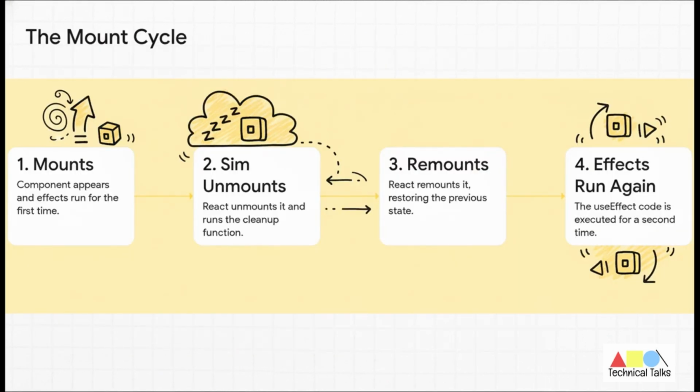And this is how React stress tests your effects. In development, it mounts your component and runs your effect. But then it immediately pretends to unmount it, and it runs your cleanup function. After that, it remounts the component and runs the effect a second time. If your code breaks during this little dance, it means it would have also broken if a user, say, navigated to another page and then came back.